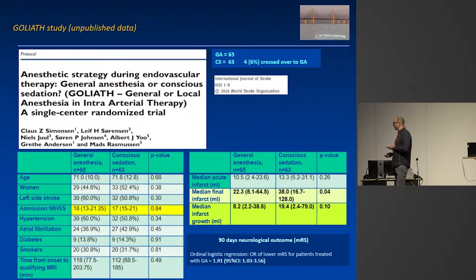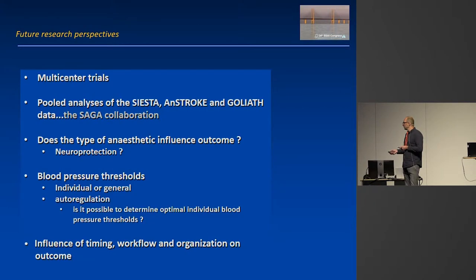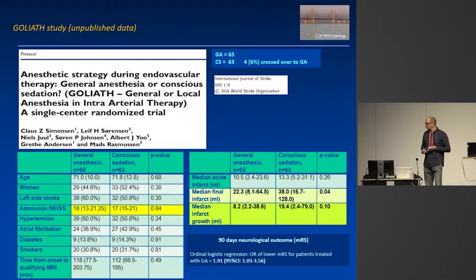And then we looked at the 90-day neurological outcome as a secondary outcome parameter, and here we actually found that the group treated with general anesthesia did significantly better. So there was actually better outcome in the general anesthesia group, but this is a secondary outcome measure. And this is in line with the difference in the final infarct size here. So altogether, we have now 3 single-center randomized trials on a fairly limited number of patients, and they all show that there's no difference between general anesthesia and conscious sedation with regards to outcome. And there are even some indications that patients who are anesthetized with general anesthesia may do better.